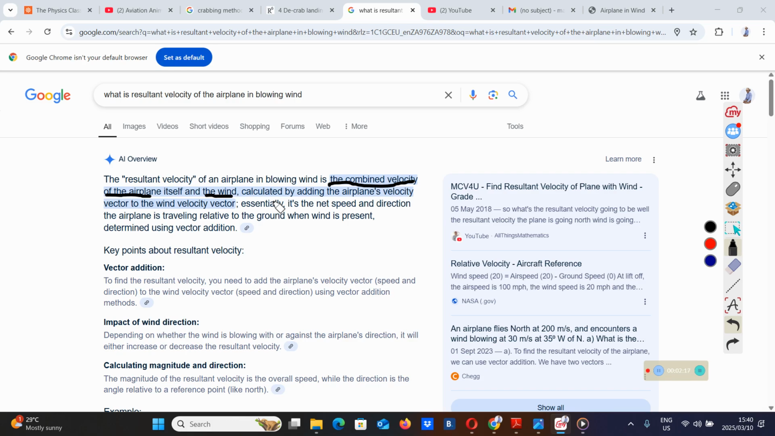Meaning that once the airplane starts to experience the wind, the speed of that aeroplane will be affected and the direction of that airplane will be affected. So the speed will either be reduced or increased, and the direction as well will be changed. That new speed and new direction after hitting that wind will be the resultant velocity. And the resultant velocity is a vector, it has the magnitude and the direction.